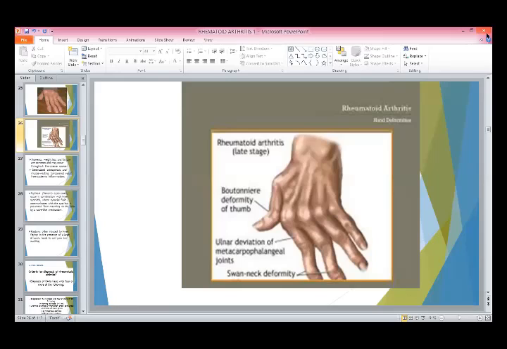This diagrammatically shows rheumatoid arthritis in a late stage. The Z deformity of the thumb, ulnar deviation of the metacarpophalangeal joints, and swan neck deformity of the fingers. This shows the swan neck deformity, then Z deformity or boutonniere deformity of the thumb, and ulnar deviation of the fingers at metacarpophalangeal joints.